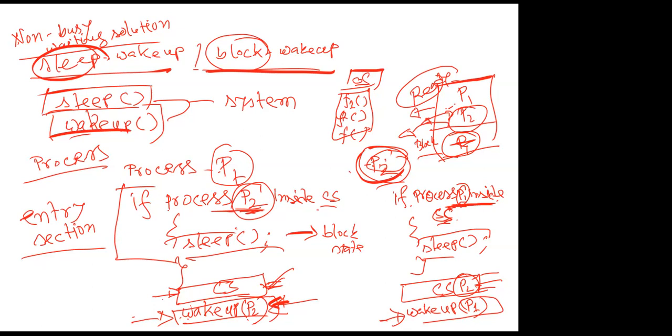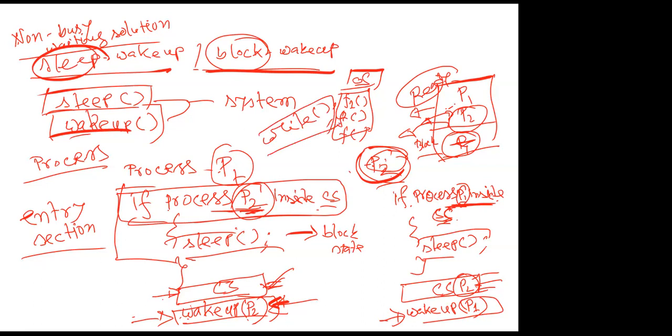Here you can see that instead of a while loop, you execute only a single if condition in the non-busy waiting solution. But in the busy waiting solution, every process has this while loop, so it keeps always busy.